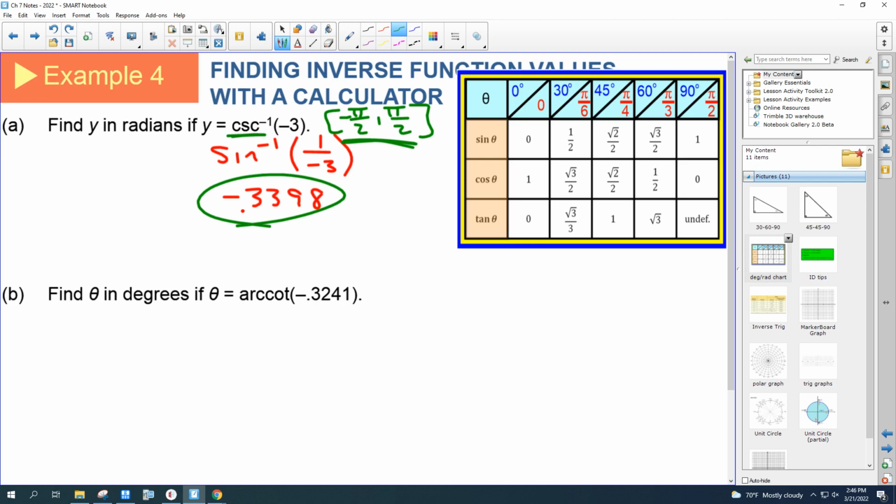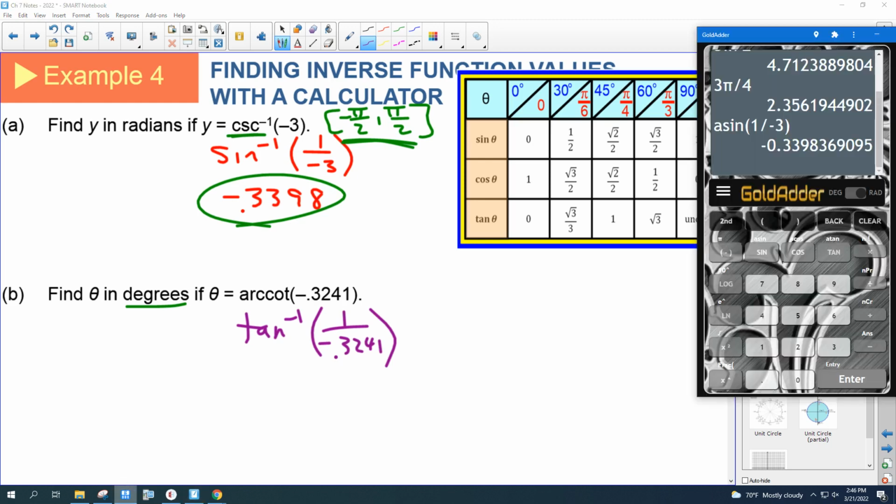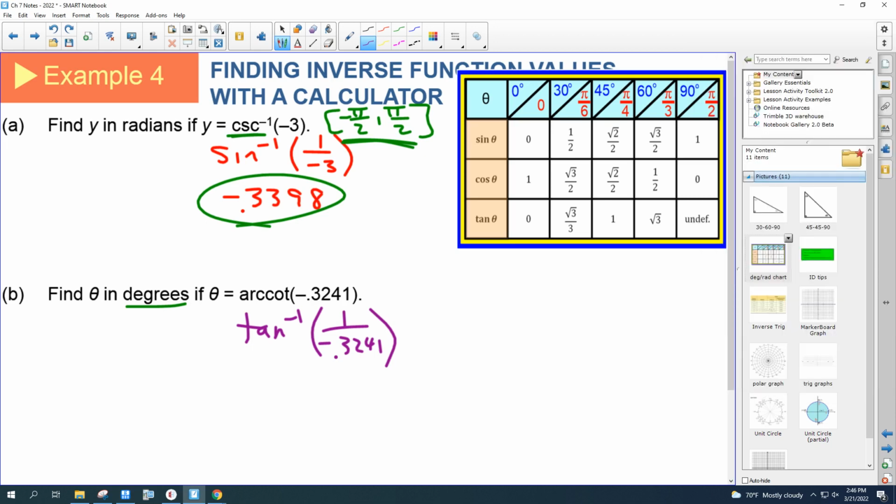Okay. So the next one says we're in degrees and we're going to do the same thing. So I don't know inverse cotangent, so let's do the reciprocal and change this to tangent. Inverse tangent of 1 over negative 0.3241. So we're definitely in degrees. Let's switch it to degrees. We're doing inverse tangent 1 over negative 0.3241, and I get negative 72.04. Negative 72.04 degrees. Okay.